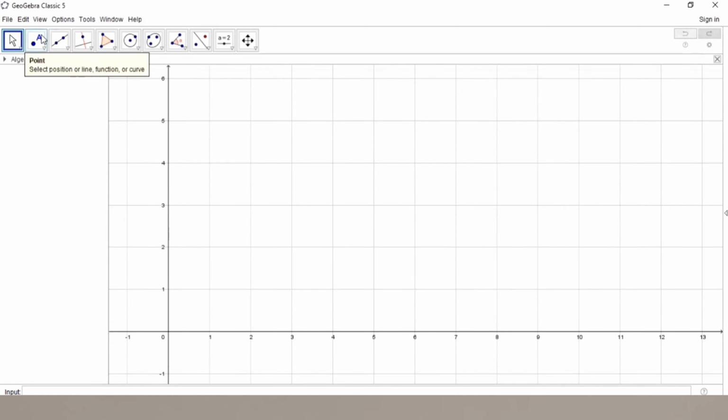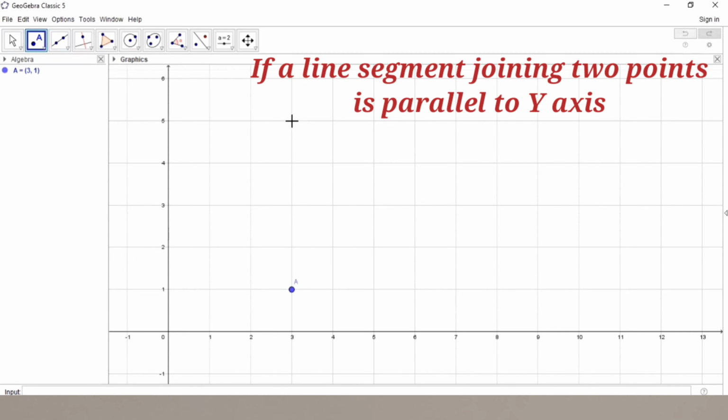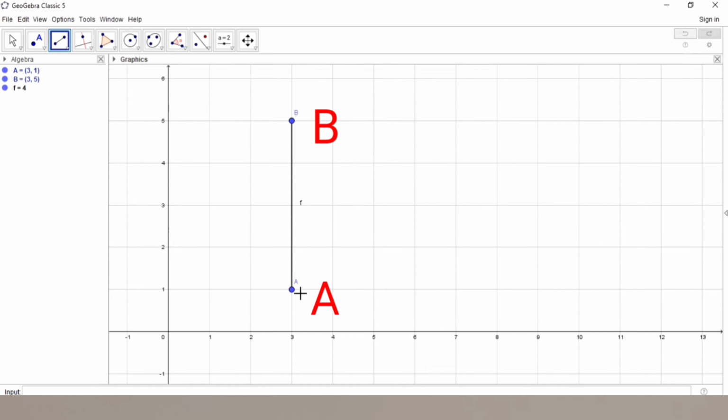Now let us consider 2 points which are taken in a Cartesian coordinate system. Let the points be A and B. And if we draw a segment joining point A and point B, as we can see, segment AB is parallel to y-axis. So how to find the distance between these 2 points if the line segment joining these 2 points is parallel to y-axis? Again, in the same way, let the coordinates of A be x1, y1 and coordinates of B be x2, y2.